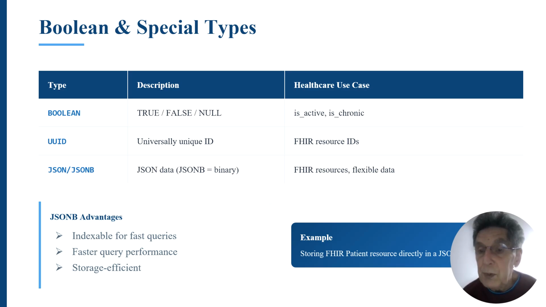JSON and JSON binary store JSON documents, and JSON binary stores them in a binary format, indexable, and faster for queries. JSONB is almost always preferred over plain JSON. A JSON binary use case: you can store a complete FHIR patient resource in a JSONB column. You can query individual elements like patient data dash greater than birth date. It is great for flexibility when a schema is evolving. But you must be careful. JSON binary is powerful, but don't overuse it. If you're always querying the same fields, those should probably be proper columns with appropriate types and indexes.